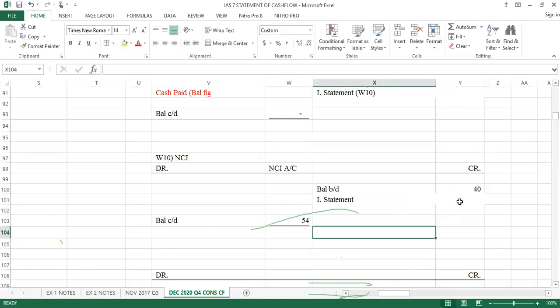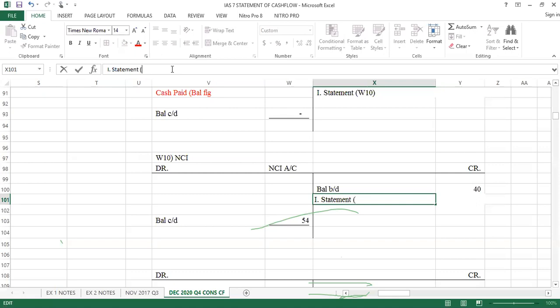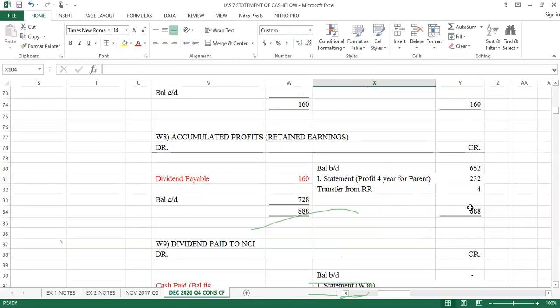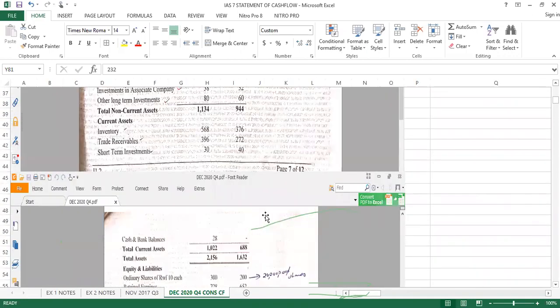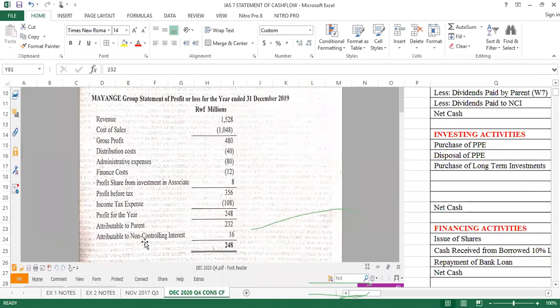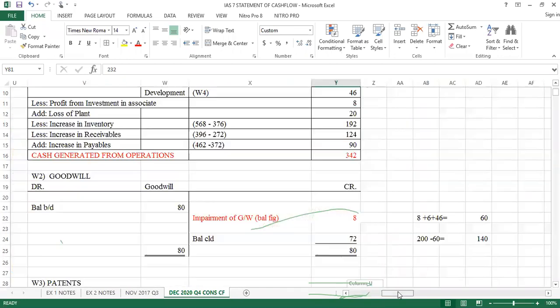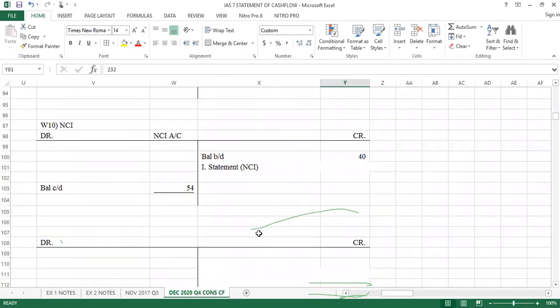Now, income statement profit, share of NCI. Please note, so that you don't get confused. I know when we do consolidation, sometimes we get confused. Remember, there we took the share of the parent. In NCI, we take the share of the profit attributable to the NCI. Were we given? Yes. Attributable to parent is 232. NCI is 16.